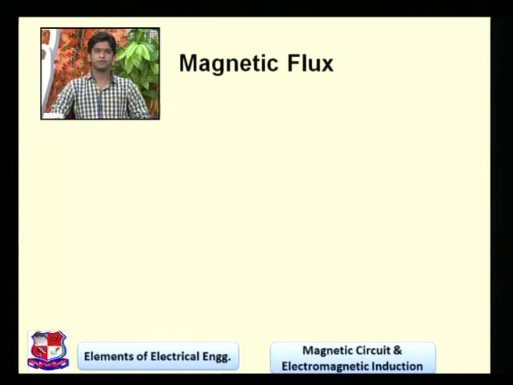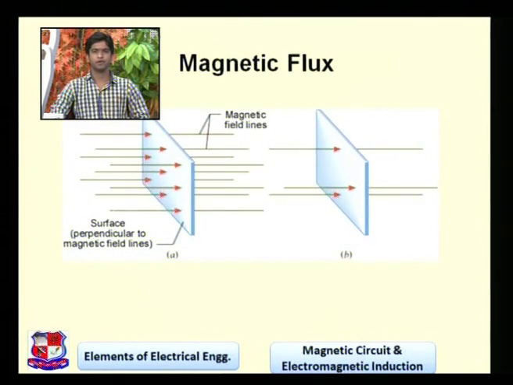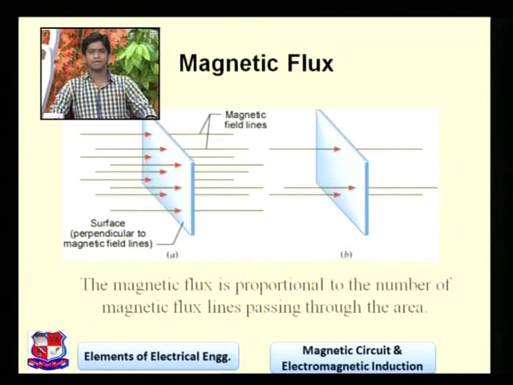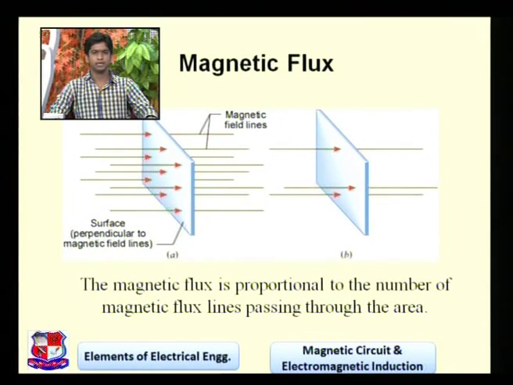Now what is magnetic flux? So we saw electric flux in the electric circuit, same in the magnetic circuit we have magnetic flux. If some area is given and magnetic field lines are passing through the area, then the total number of magnetic flux lines passing through the area is known as the magnetic flux.